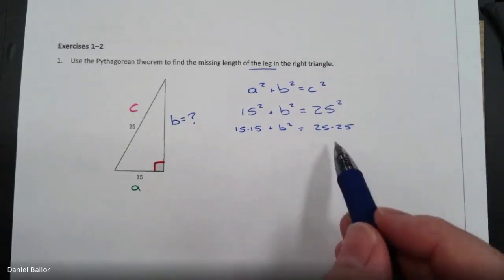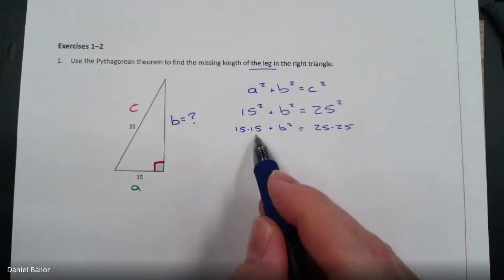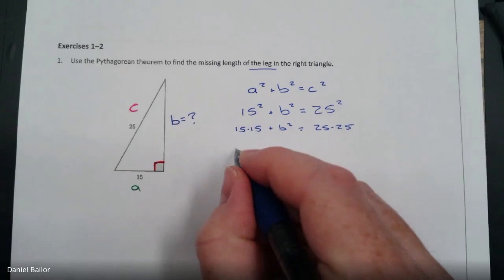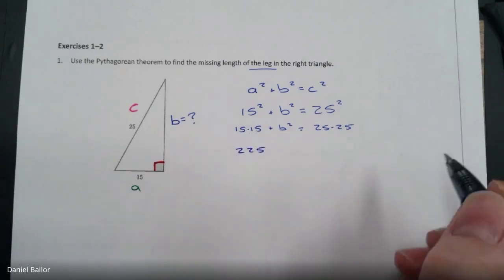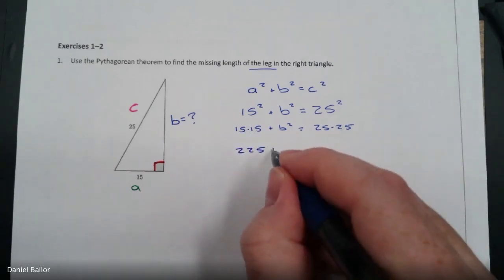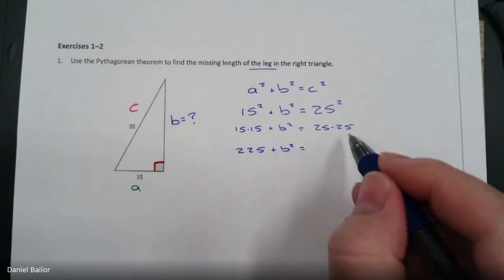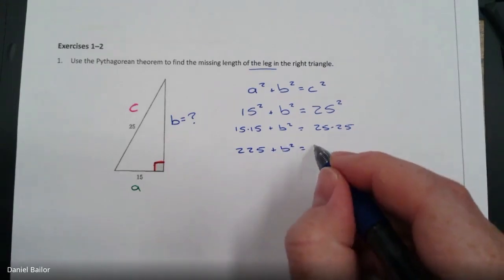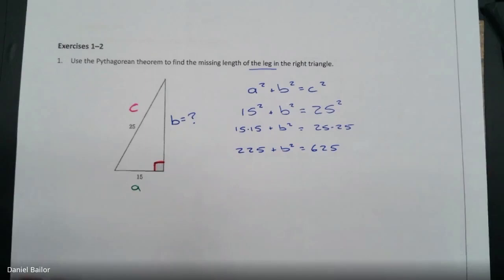And then what we're going to do, 15 times 15 is 225 plus b squared. 25 times 25 is actually 625. If you don't believe me, check it with a calculator. That's what you should do, because who knows if I'm wrong, who knows if I'm lying. But I'm pretty sure I'm right. Now you're looking like this.